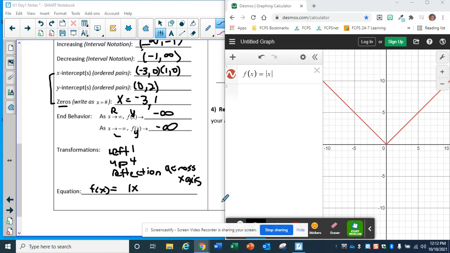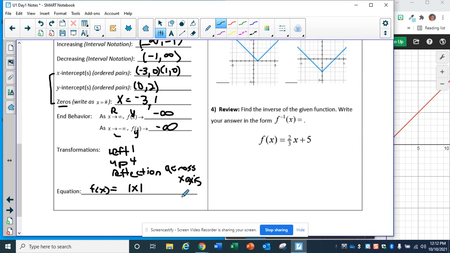Okay, so let's finish this up here. We've got the equation f of x, right? That's my parent function, the absolute value. The question is, what am I going to change here so that I can move it around, right?